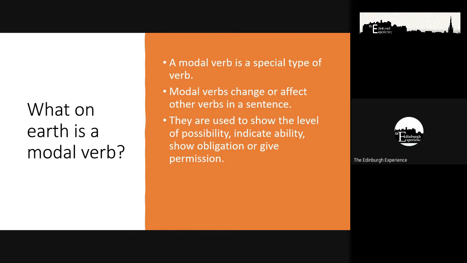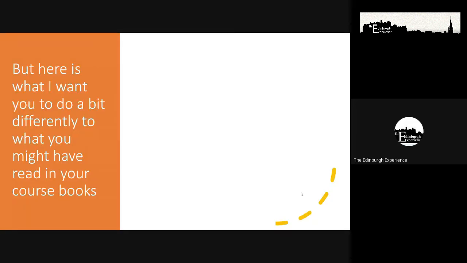And they're used to show the level of possibility or to indicate ability or to show obligation or give permission. Yeah, so they have lots of different functions. And they also behave differently to what we would call an ordinary verb. Yeah, the way that they're positioned and what they do.